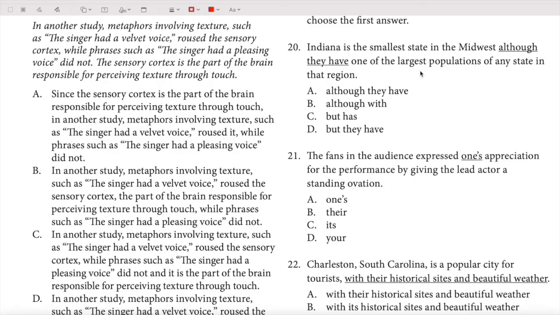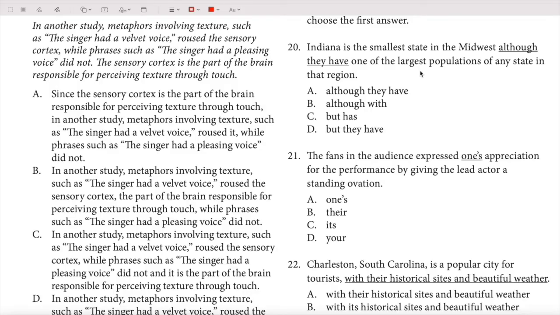Let's plug in the answer choices. Maybe you can find out what's going on as you plug them in. You've already read A because A is the underlined portion. Plug in B and let's hear how it sounds. Indiana is a small state in the Midwest, although with one of the largest populations of any state in that region. How's that? I like that answer. So let's keep it.